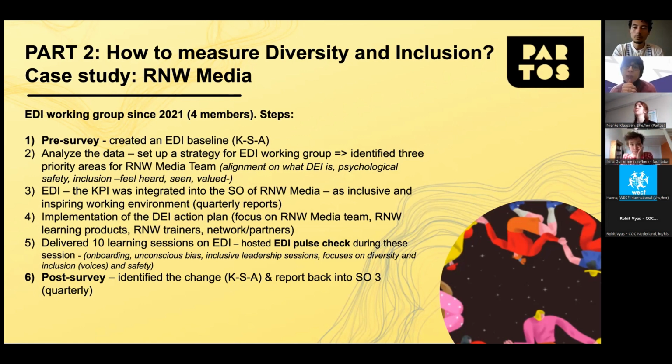And we identified 3 key areas to work with, because the organization was in a process of change. We needed to focus first on the alignment of what DEI is, because we understood that the knowledge about DEI was not equal among all of the employees in the organization. So we needed to focus on alignment about what DEI is and what the DEI working group was going to do. Then there was also an issue of safety, because there was so much change that we needed to build the group again, so people feel safe and have an environment of trust.